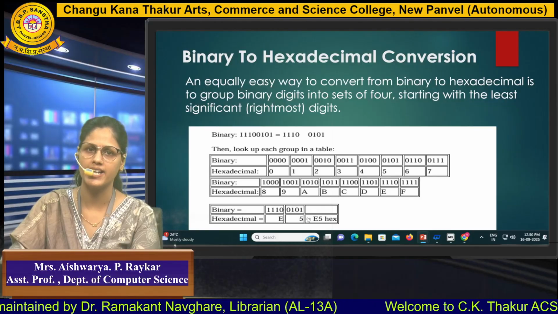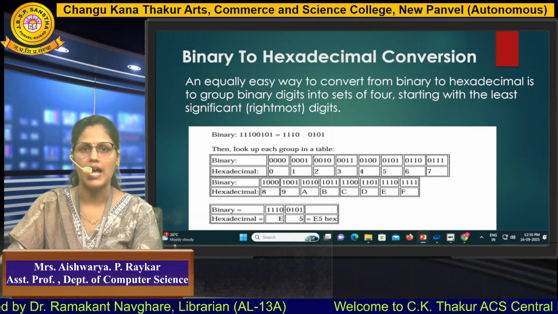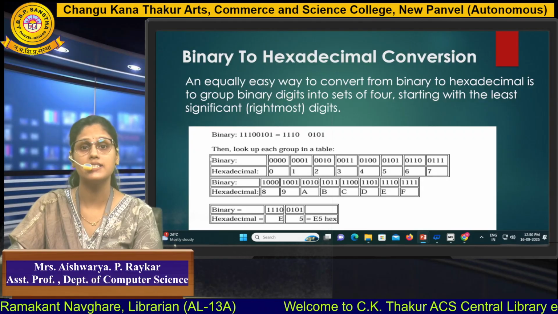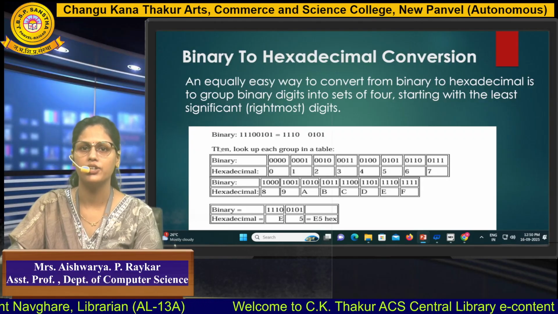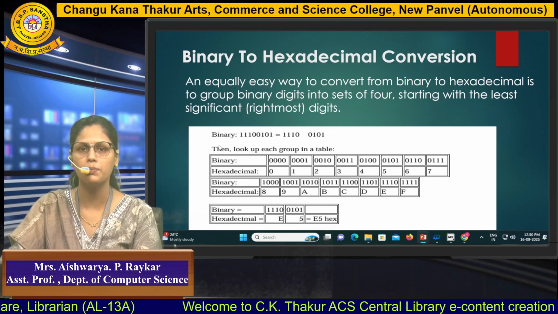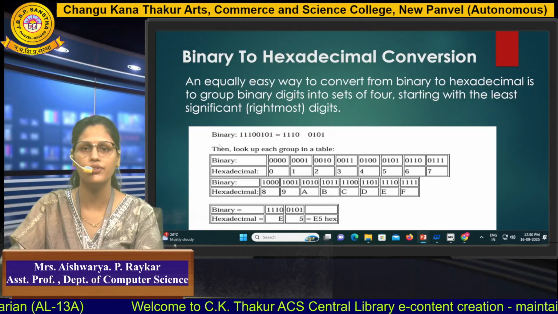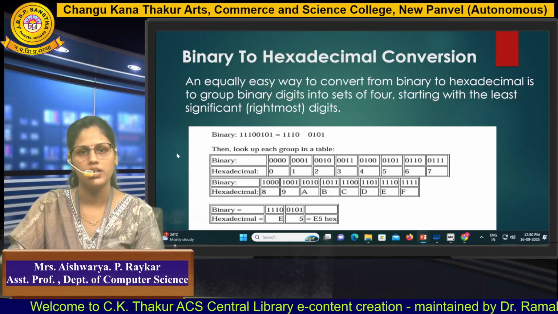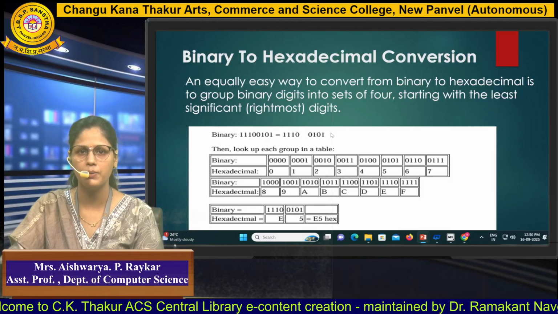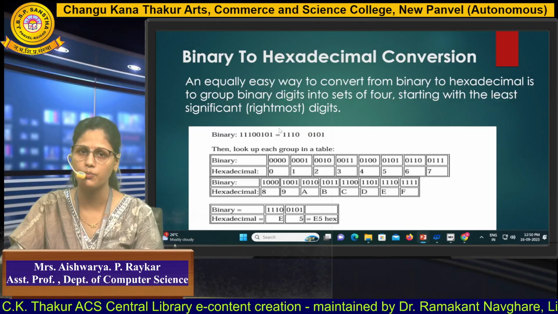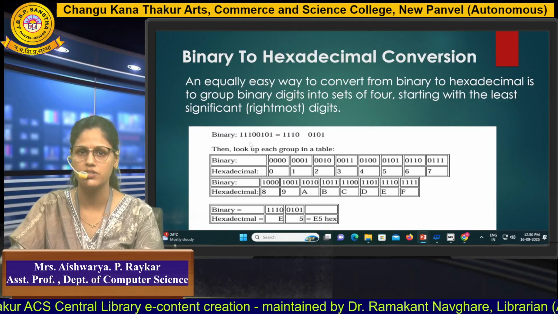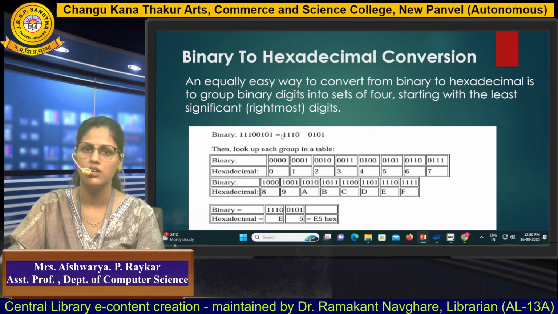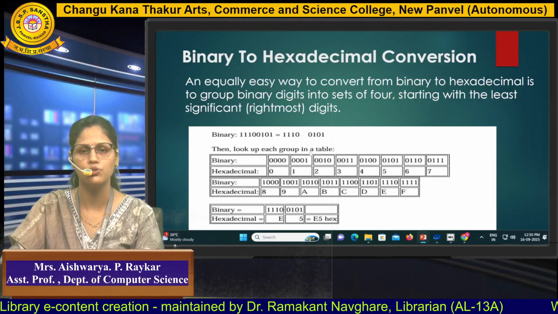Then binary to hexadecimal. Now, as the base of hexadecimal is 16, while converting binary to hexadecimal, as 2 to the power 4 gives us 16, that's why we will do the grouping into the 4 bits. Now, in the same way, if we are given a binary number, now this time we will do the grouping from the last into 4 bits. You will start grouping from the last and you will do the grouping into 4 bits.